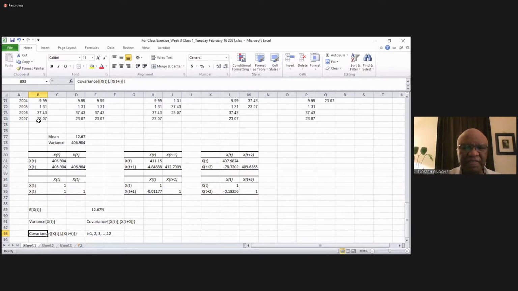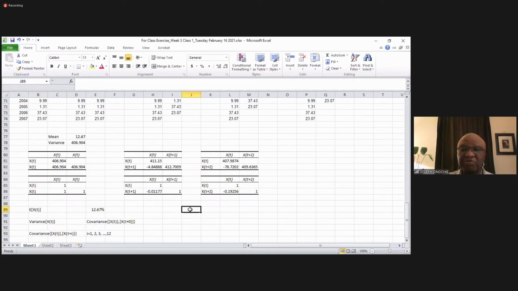So the time series is stationary if the mean is constant, the variance is constant, and covariances are constant at different lags. It sounds simple, but I'm going to explain what I just said. Okay?